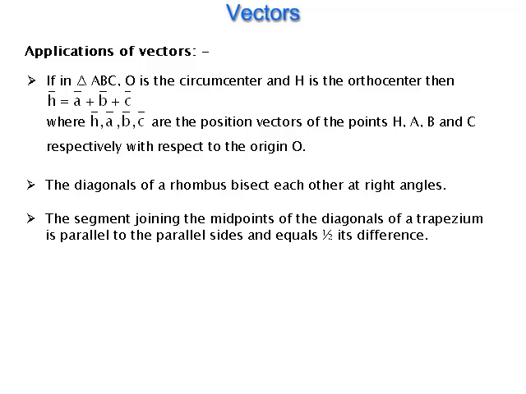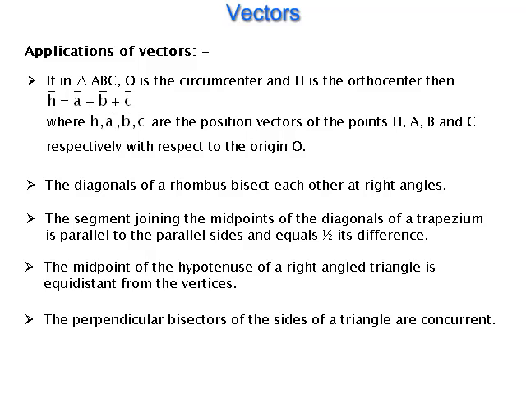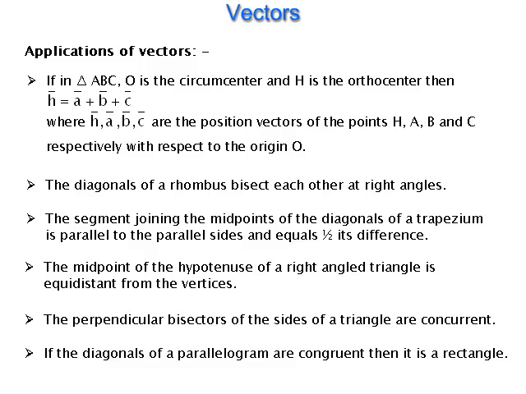Number 9. The segment joining the midpoints of the diagonals of a trapezium is parallel to the parallel sides and equals half their difference. Number 10. The midpoint of the hypotenuse of a right angle triangle is equidistant from the vertices. Number 11. The perpendicular bisectors of the sides of a triangle are concurrent. Number 12. If the diagonals of a parallelogram are congruent, then it is a rectangle.